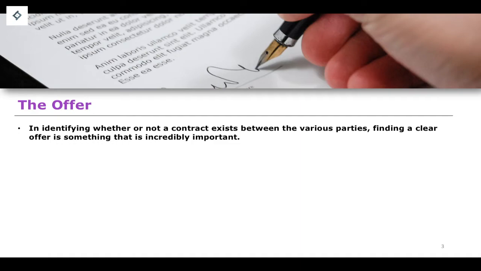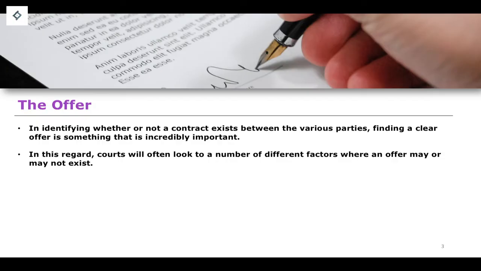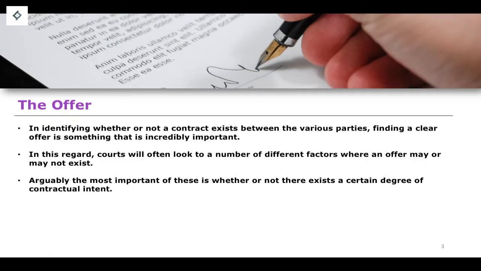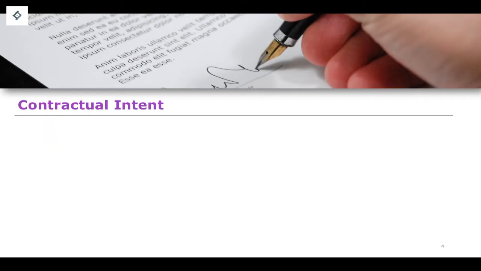Now, in identifying whether or not a contract exists between the various parties, finding a clear offer is important. And when it comes to how the courts have approached this question, they have looked at a number of factors to try and make the determination on a more objective standard by which there can or cannot exist an offer in a particular factual context. So arguably, the most important of these is whether there exists a certain degree of what is described as contractual intent. Was there an intent by the parties in question to enter into a contract? If that was the case, then the person who is making what is alleged to be the offer has to have the intent to make a contract.